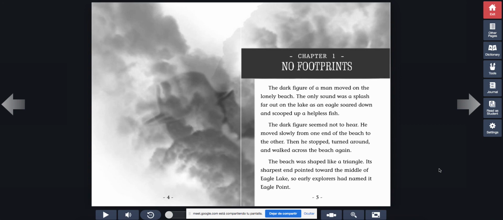Chapter 1, Not So Creepy. Stop there. What is the meaning of footprints? I don't know. Huellas. So, footprints. Thank you, baby. Continue, Juliana. Their figures are a man moved on the lonely beach. The only sound was a splash far out on the lake as an eagle soared down and scooped up a fish. ¿Sigo leyendo? Yes, please. The dark figure seemed not to hear.